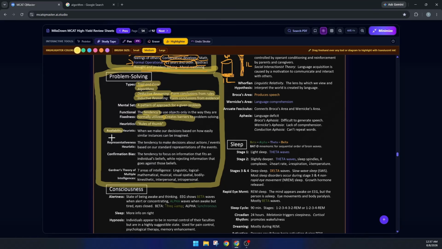And these 3 below here are basically types of heuristics that people have. So one type is availability heuristic. Oftentimes we're going to make decisions based on how easily similar instances can be imagined, based on information that we might have available to us that we can imagine happening.